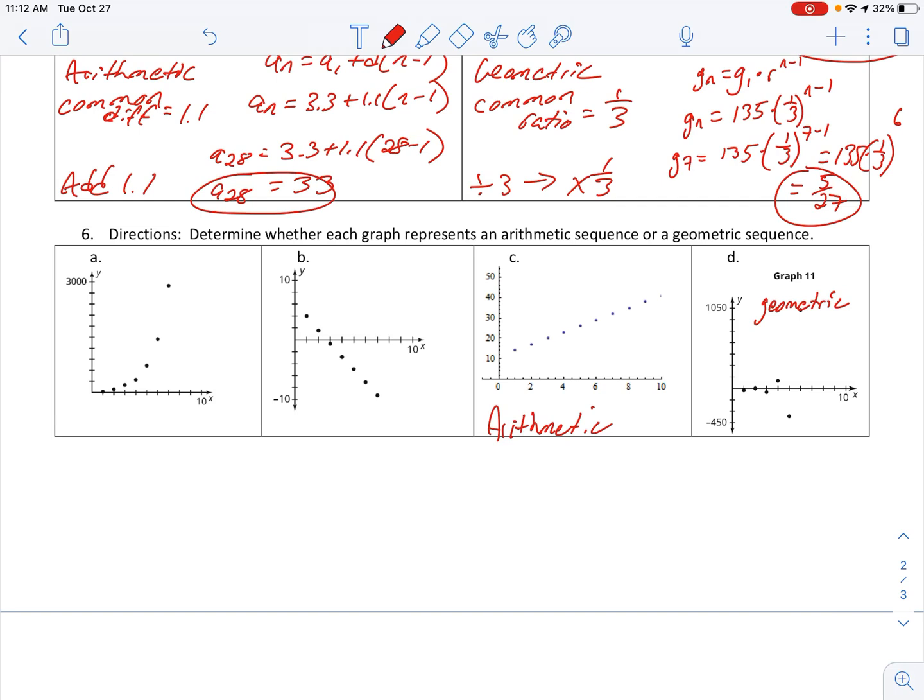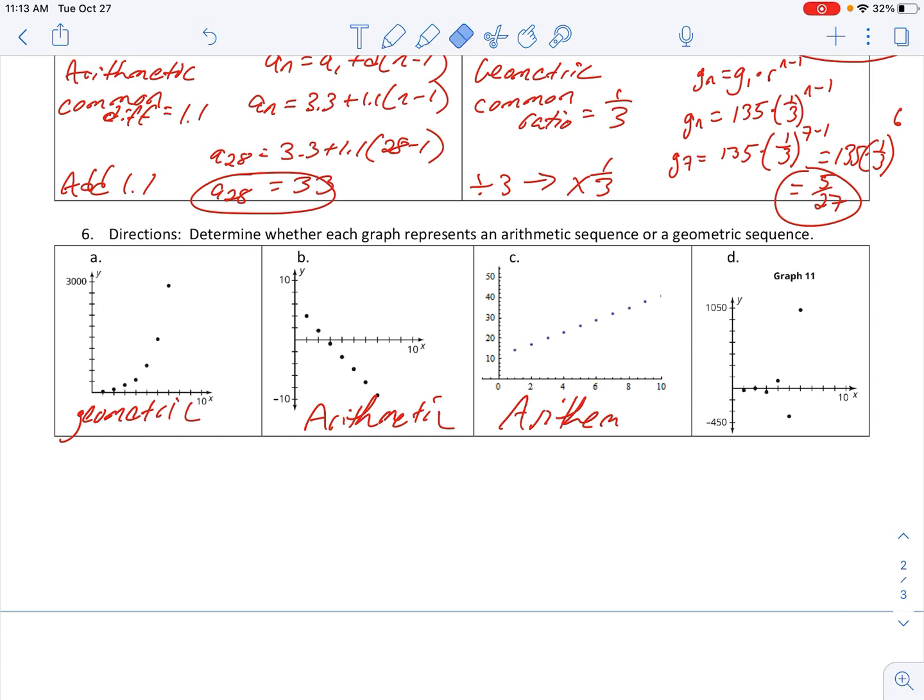Last one, number 6. If you get a curve on number 6, like I do on letter A, that is going to be a geometric sequence. Curves are geometric, like I have here. If they are making lines, like letter B and letter C are doing, that is arithmetic.